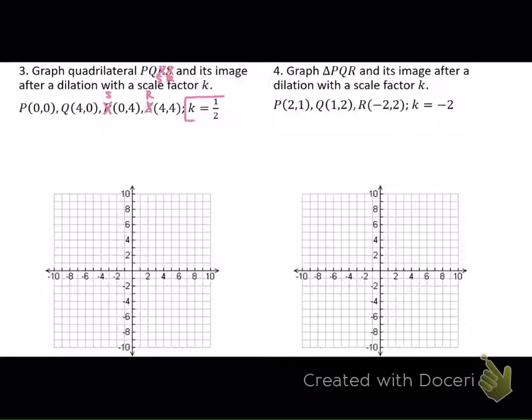So our scale factor is 1/2. So we'll multiply by 1/2. Is that going to be an enlargement or a reduction, Iku? This will be a reduction. So go ahead and plot your points. Don't forget to label them.